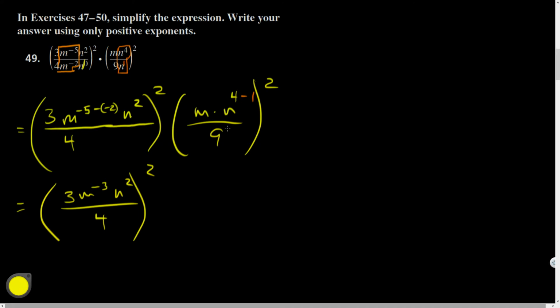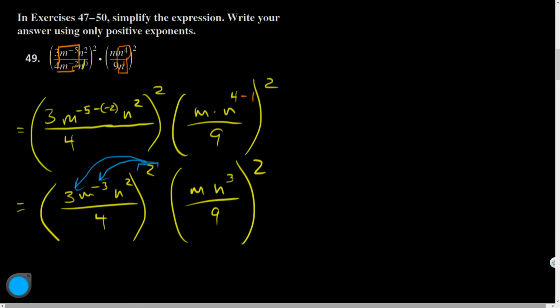This one is just n to the 3rd, isn't it? Yeah, I'll write it down. So I'll have m times n to the 3rd over 9 all squared. It's just about distributing time. Let's start it. So 3 is its own base, m is its own base, n is its own base, and 4 is its own base. Similarly over here, everybody is getting their exponents multiplied by 2.